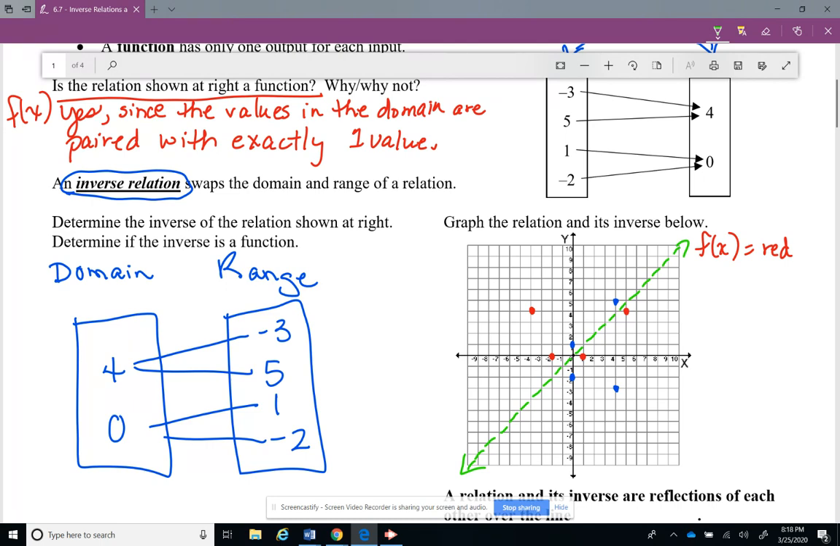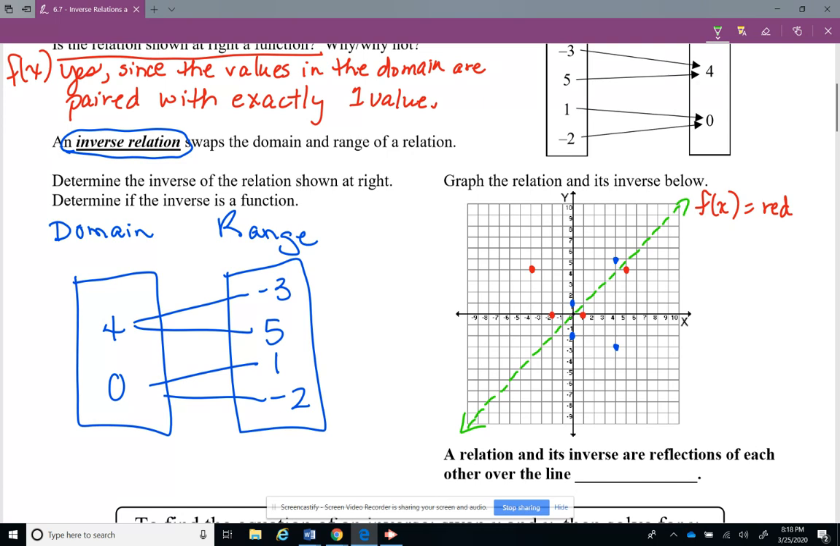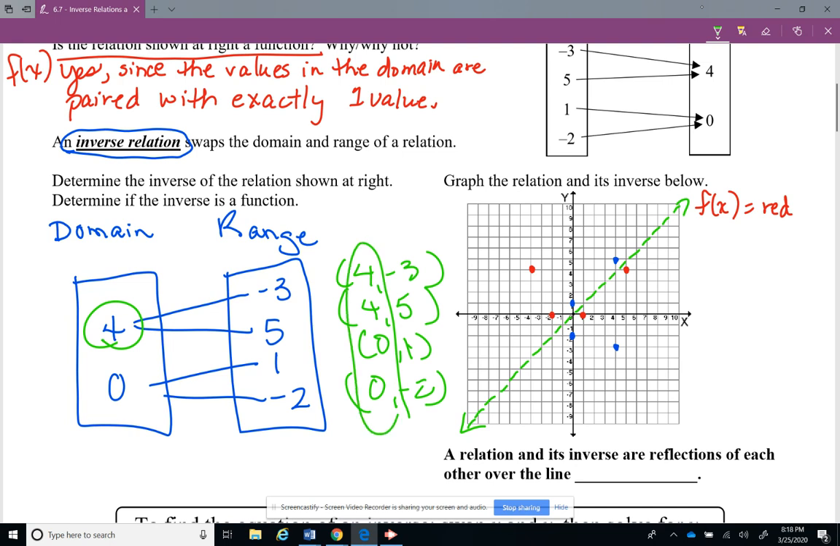All right, determine if the inverse is a function. We already did. Is it a function? Well, let's look at it. We determined whether the relation was a function, but we haven't done the inverse yet. So, is the x value repeated? Yes, it's repeated. It's used for -3, and then it's used again for 5. So yes, the x value is being repeated, so no, the inverse is not a function.